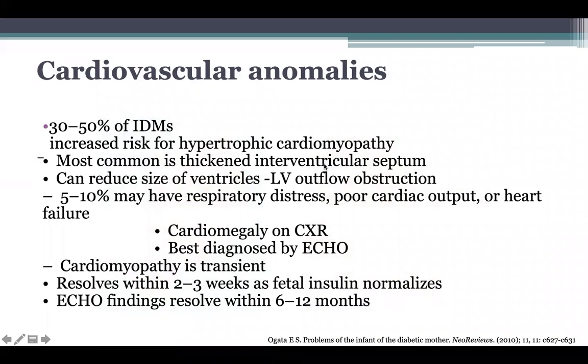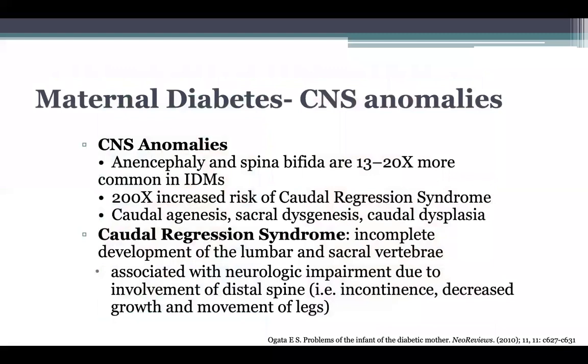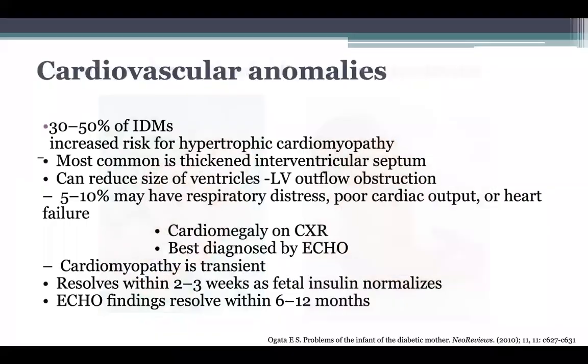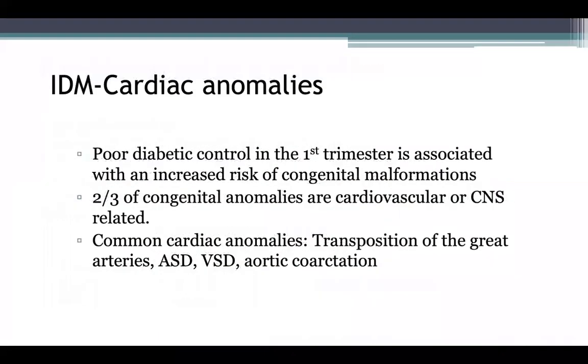There is hypertrophic cardiomyopathy. It can cause a thick interventricular septum and LV outlet obstruction, and babies may present with respiratory distress, poor cardiac output, and even heart failure. Chest X-ray may show cardiomegaly. It is best diagnosed by echocardiography. What you must remember is that this cardiomyopathy is transient. As soon as the fetal insulin comes down, the cardiac chamber size comes down within 6 to 12 months. So this is the CNS anomaly: anencephaly and spina bifida 13 to 20 times, caudal regression 200 times increased. Cardiovascular anomalies we got to know.